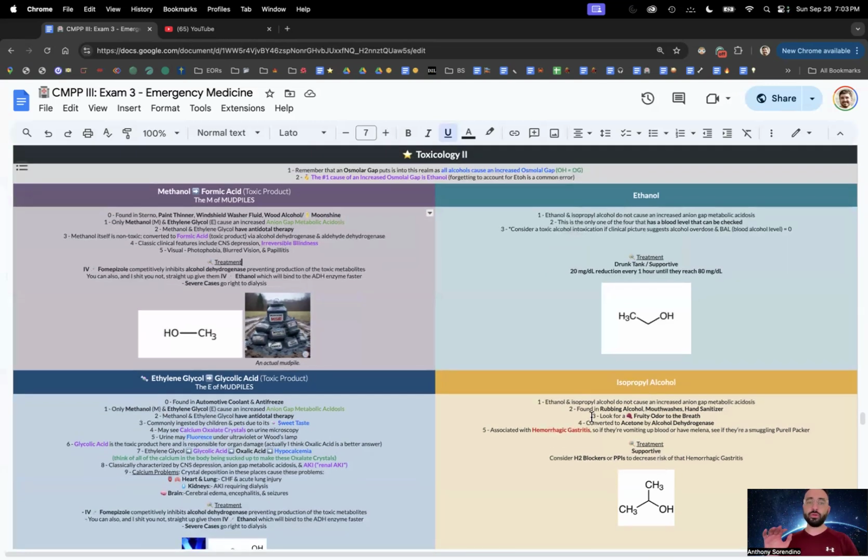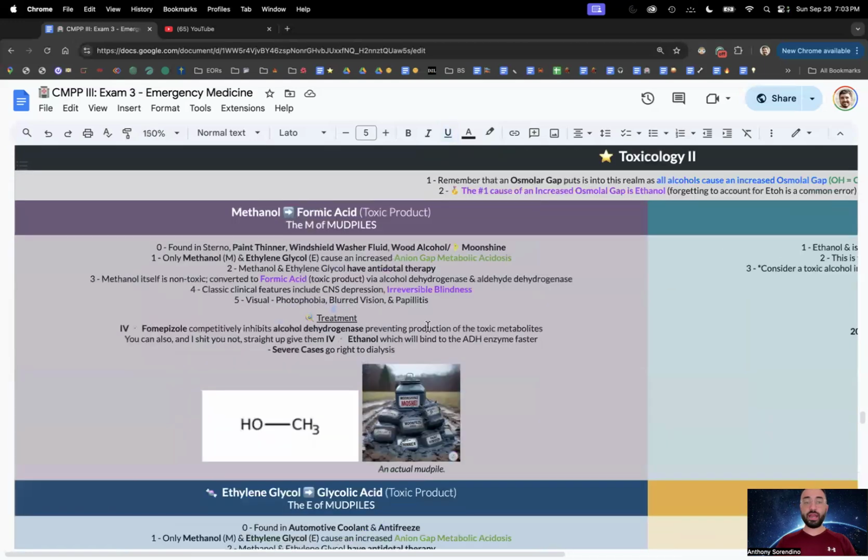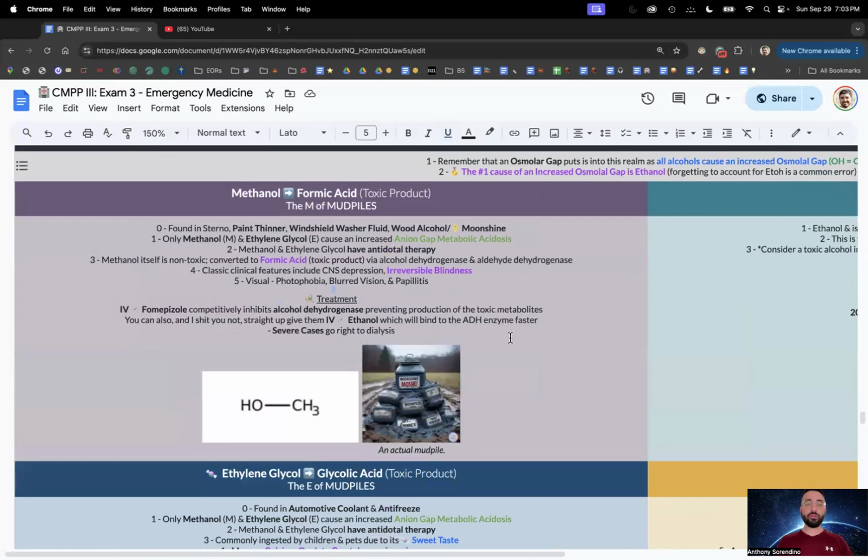All of these will create an osmolar gap, but the only two that are going to create an anion gap are going to be methanol and ethylene glycol. So not ethanol, which is just normal alcohol. And that's going to be your M and your E of MUDPILES, which is metabolic acidosis with an anion gap. So we'll start here with methanol.